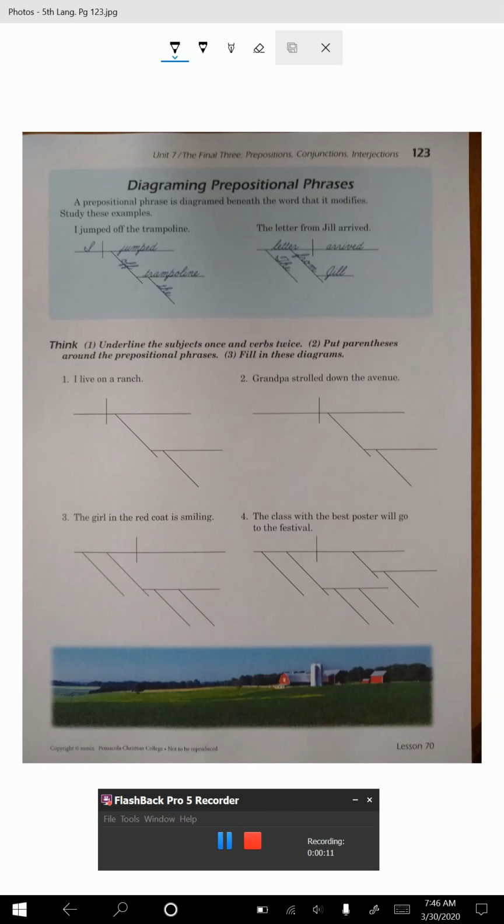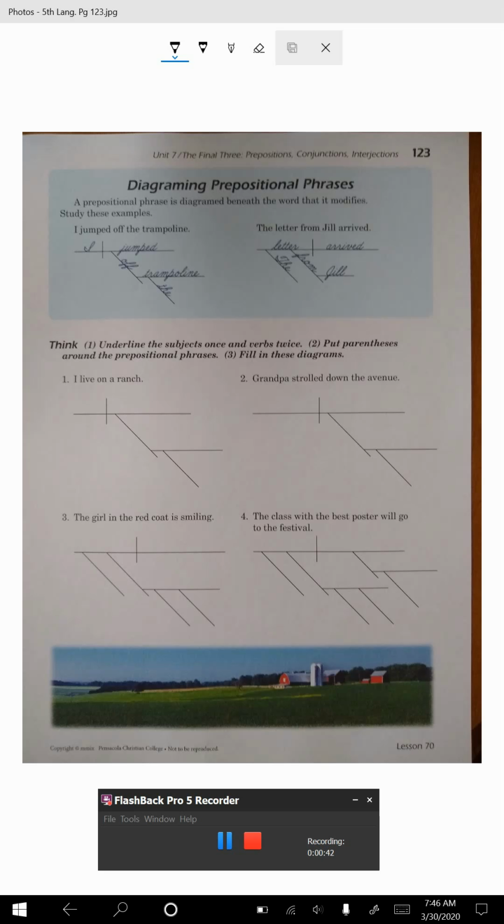All right, so we're going to do page 123 and 124 today. And this shouldn't take very long because you guys are really used to these. We're just diagramming prepositional phrases. Remember that I've been teaching you all to find prepositional phrases in a sentence first before we label anything else.